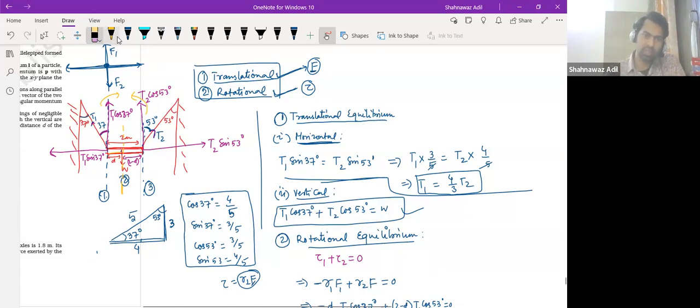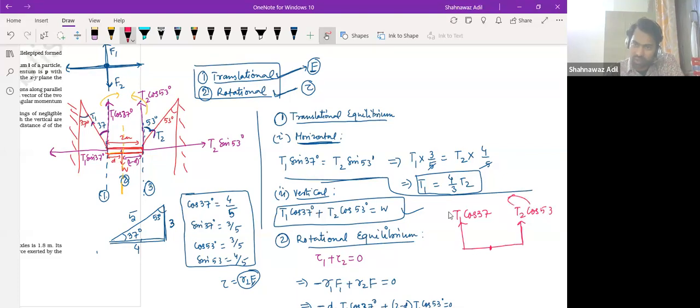So let me draw this diagram here so that it is clear. Okay, right. So we have this one, and this is the axis of rotation, and we have this force, which is T1 cos of 37, and we have this force, which is T2 cos of 53. So this is rotating in this way, this is rotating in this way. And this is D, and this is 2 minus D.